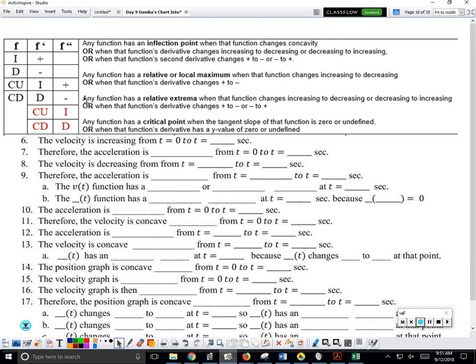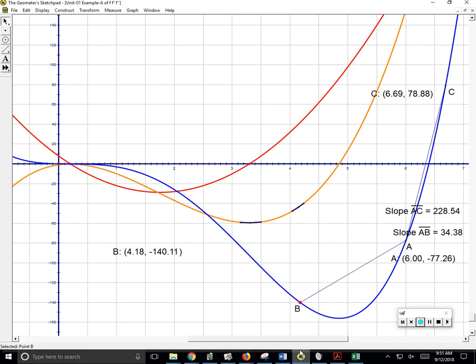So starting at 6. The velocity is increasing from time equals 0 to time equals when? So I look back at my big sketch here. The velocity starting at 0, it's a little hard to tell what's happening. So I think I'm going to go to the calculator and enlarge that portion again.